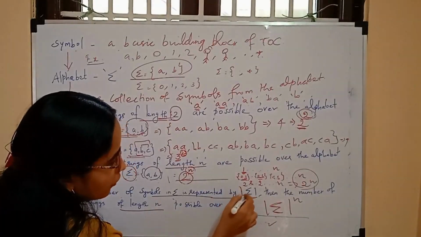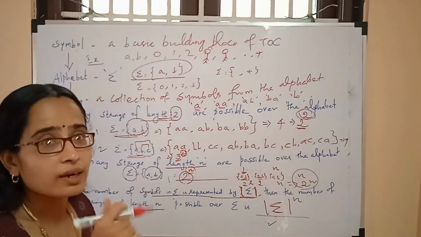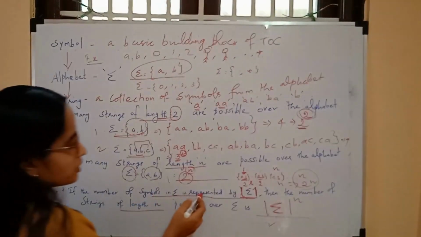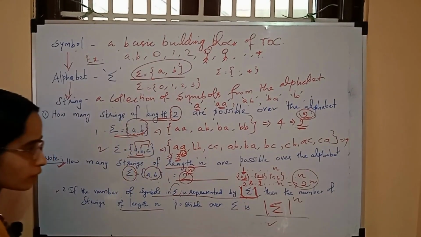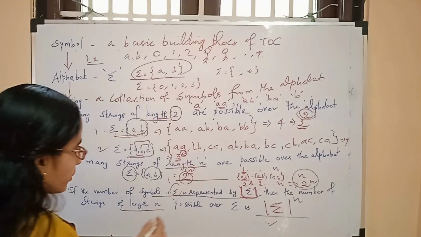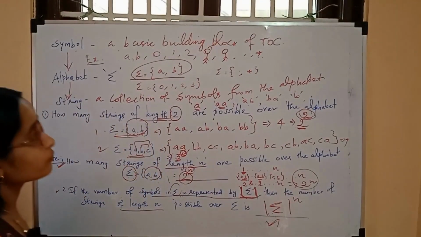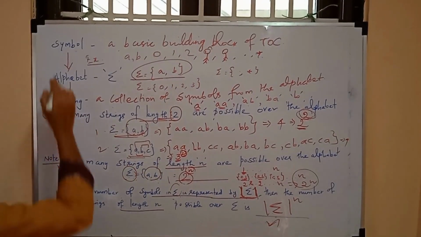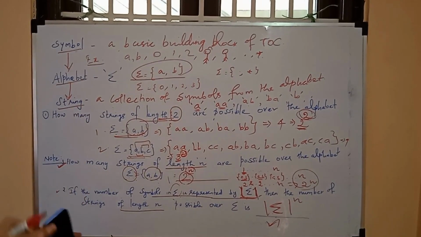I hope you know the meaning of this. The number of symbols present in the set sigma is denoted by square brackets, the length is represented by N, so the answer is mod sigma power N. This is today's lecture. This is the basics. You learned what a symbol is, what an alphabet is, and what a string is. Till now you have learned 3 things.